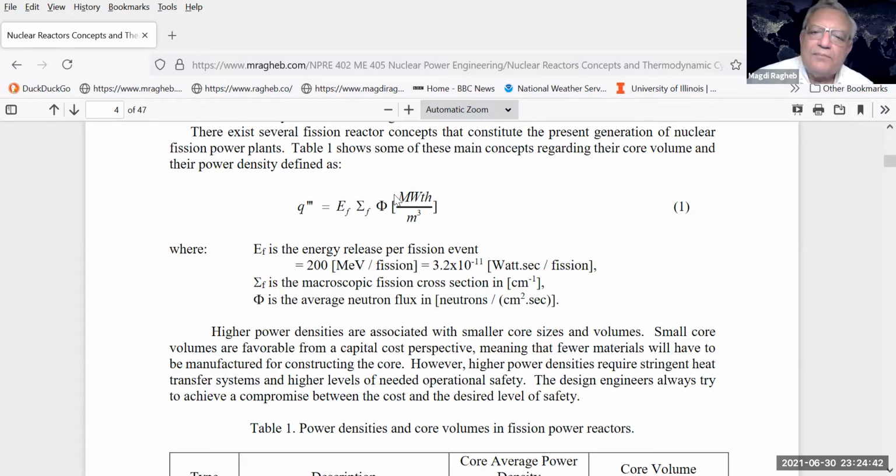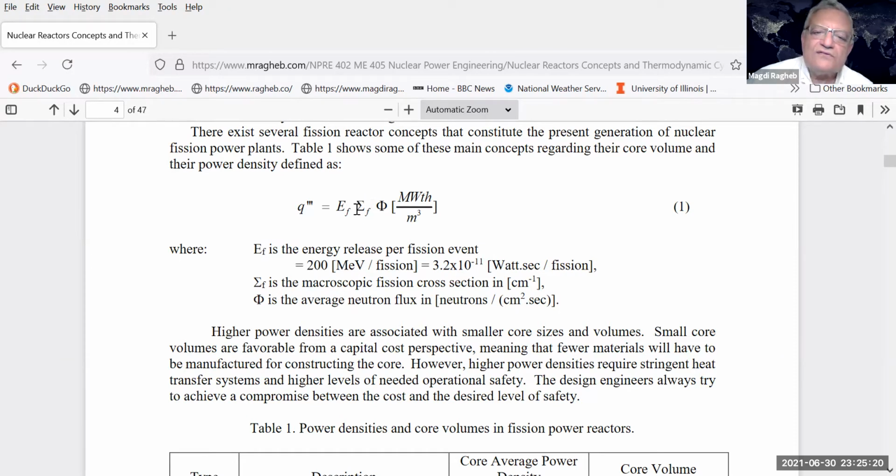But if you take the power that you produce per cubic meter, the power density, megawatts per unit volume, we designate it as Q triple prime. That would be equal to the energy release in the fission process, our 200 million electron volts per fission event, multiplied by the product of two quantities. The first is the neutron flux, or how many neutrons are crossing unit area per unit time, and then multiplied by the probability that they are going to cause a fission that releases that energy E sub F.